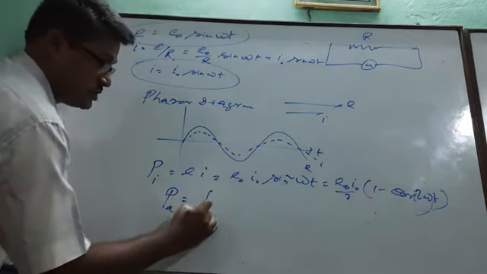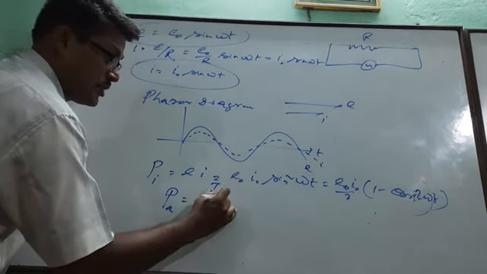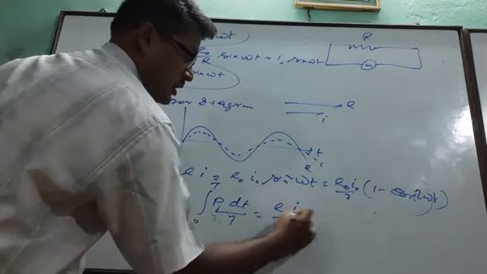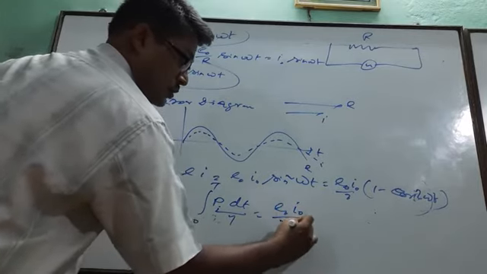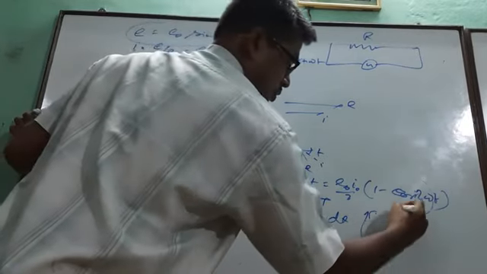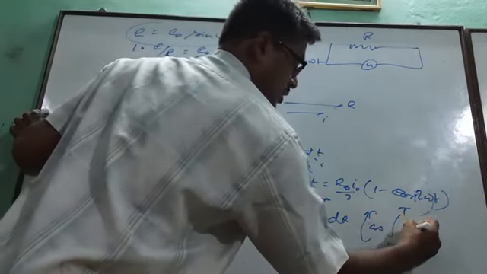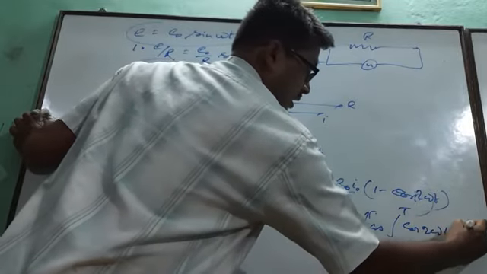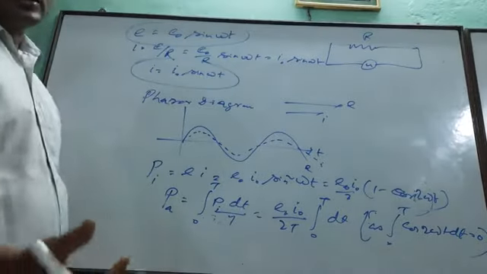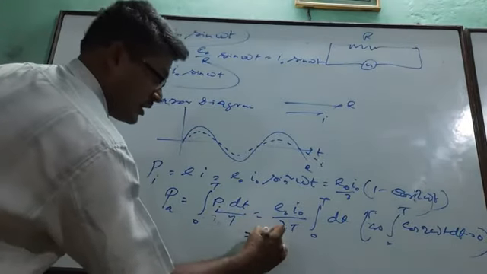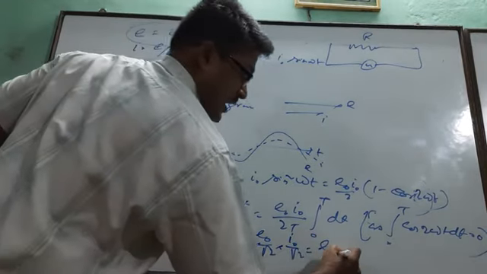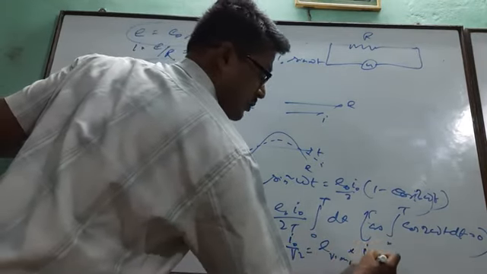Average equals the integral from 0 to T of P dt by T. Here it is coming E0 I0 by 2T times the integral from 0 to T of dt, minus the integral from 0 to T of cos 2 omega t dt, which equals 0. So the total value of cos over one cycle is 0. And here it is coming E0 by root 2 and I0 by root 2. This is known as E_RMS into I_RMS.